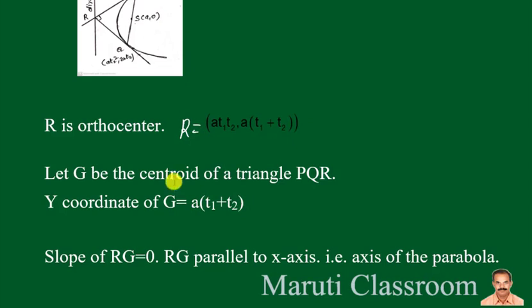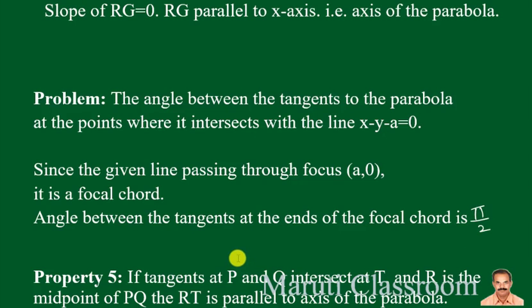Now see, the y-coordinate of R and Z is the same. So the slope of RZ is 0, because y1 equals y2, so y2 minus y1 is 0, and slope is y2 minus y1 by x2 minus x1. So slope 0 means RG is parallel to the x-axis. So the line joining the orthocenter and centroid is parallel to the axis of the parabola.